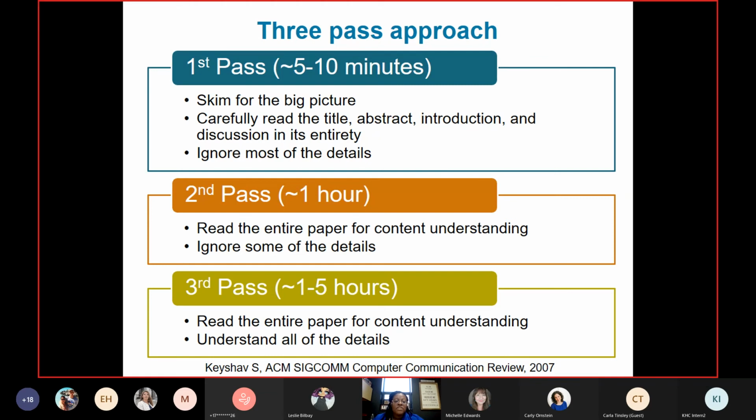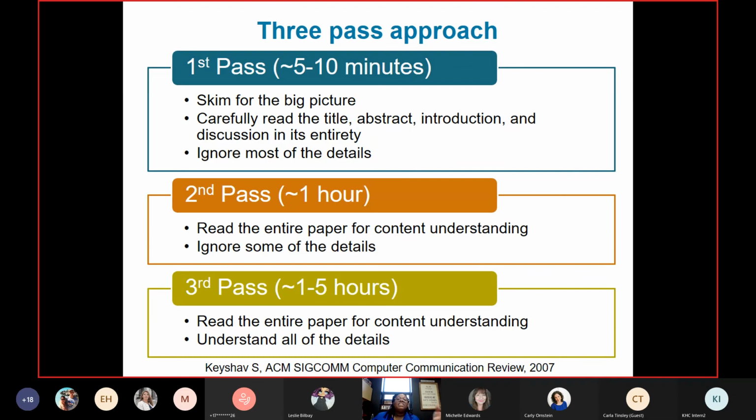The first pass, you're only going to spend about 5 to 10 minutes. So get your cup of coffee, you're going to speed read. You're going to skim. You just want to know the big picture. What exactly is going on here? And then you're going to carefully read the title. We know there's going to be a descriptive title. You're going to read the trailer for the paper. We know you're going to have the abstract.